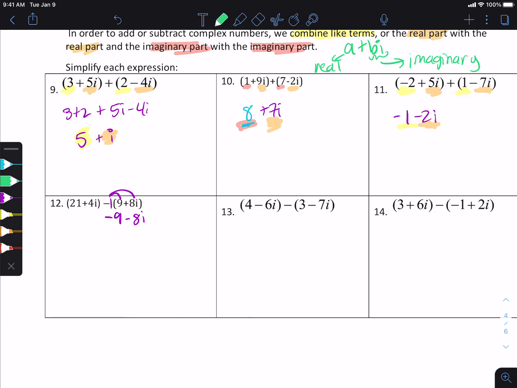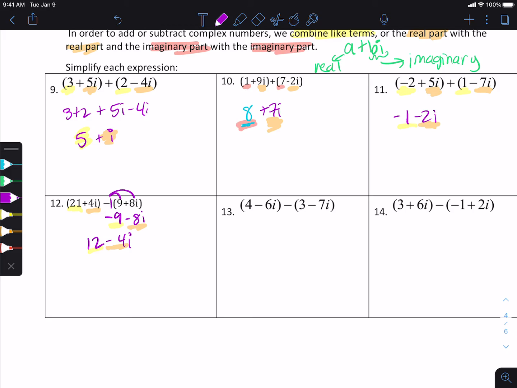So here, we're going to take the 21 and the -9, and we're going to do 21 minus 9, which gives us the 12. And then we're going to do the 4i minus the 8i, which gives us -4i. And that gives us our answer.